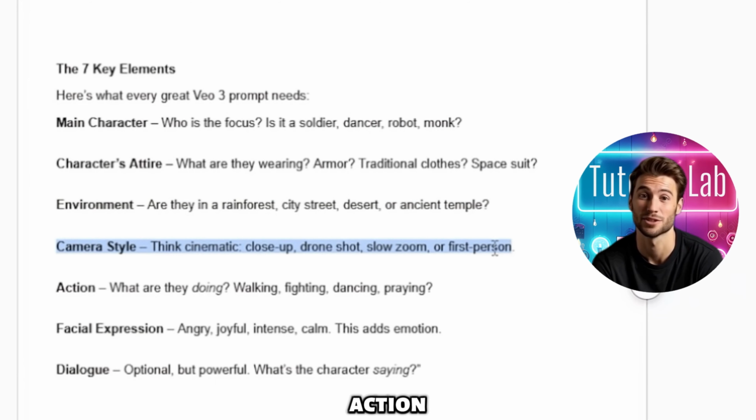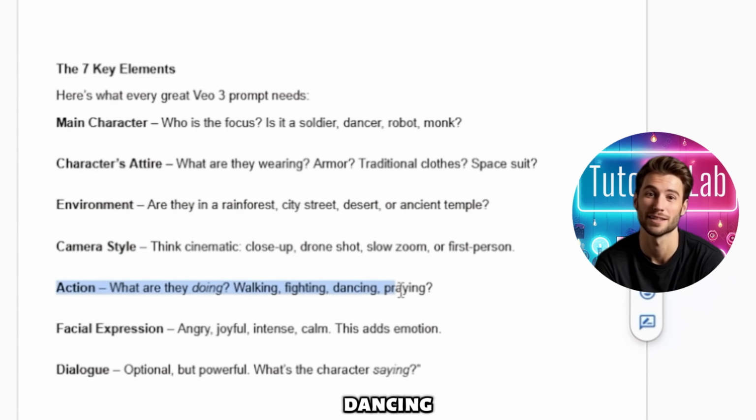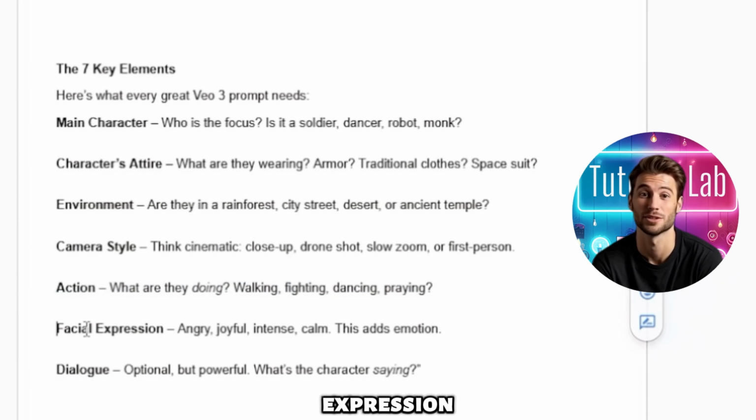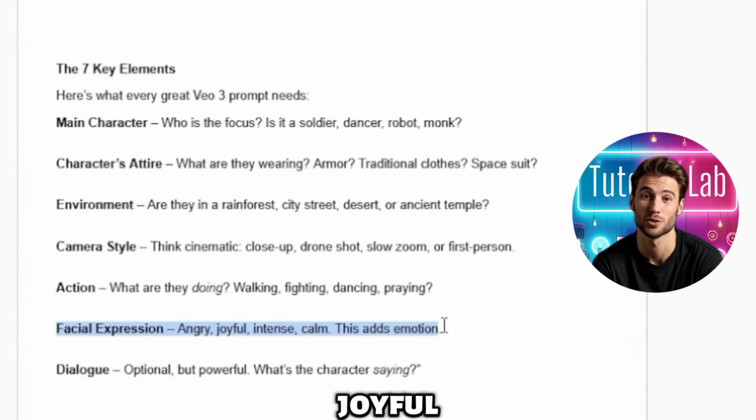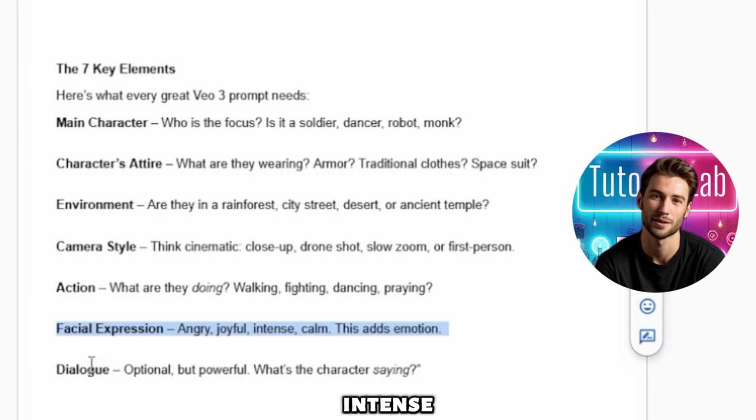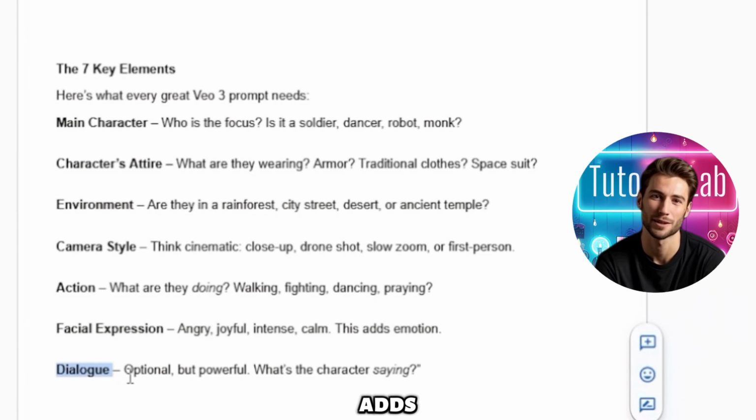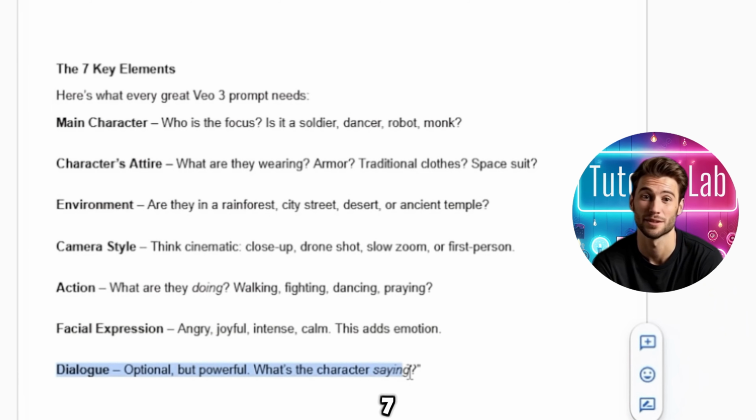5. Action. What are they doing? Walking, fighting, dancing, praying. 6. Facial expression. Angry, joyful, intense, calm. This adds emotion. 7. Dialogue. Optional, but powerful. What's the character saying?